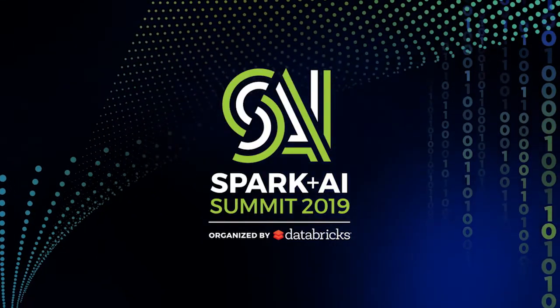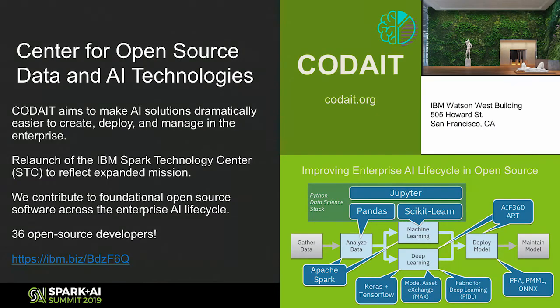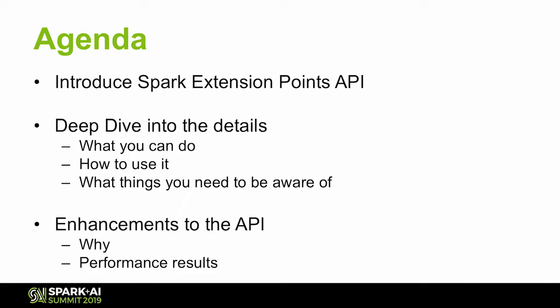My name is Sunitha Kambhampati. I'm a senior software engineer at IBM. I work at IBM's lab for Center for Open Source Data and AI Technologies. Our team consists of open source developers. We work on different open source projects in the enterprise AI lifecycle. The goal for our team is to make it easier to create, deploy, and manage AI solutions in the enterprise. And we're located in San Francisco.